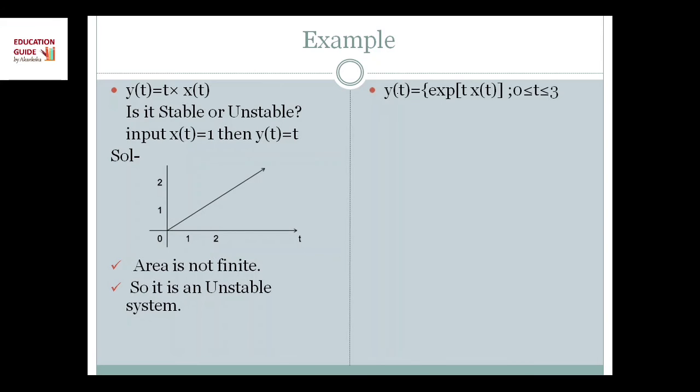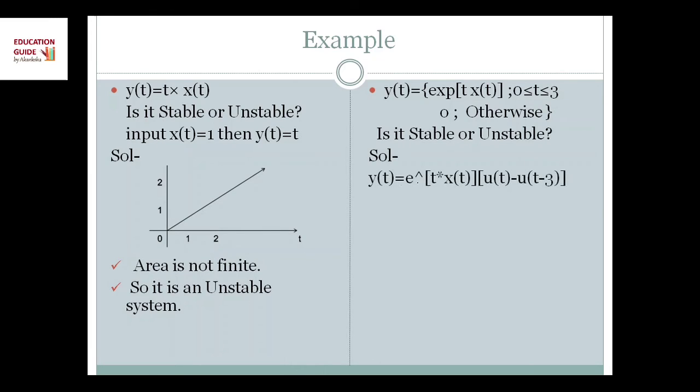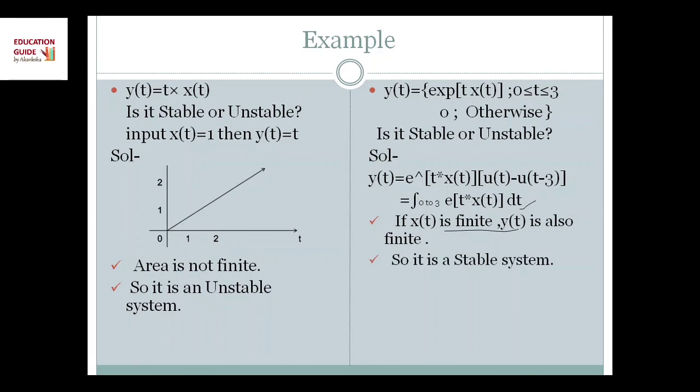Next example is y(t) = e^t x(t), where t lies between 0 to 3. Its value is 0 otherwise. Is it a stable or unstable system? y(t) = e^t x(t) times u(t - 3). We can write it as the integration from 0 to 3 of e^t x(t) dt. If x(t) is finite, then y(t) is also finite. So it is a stable system.